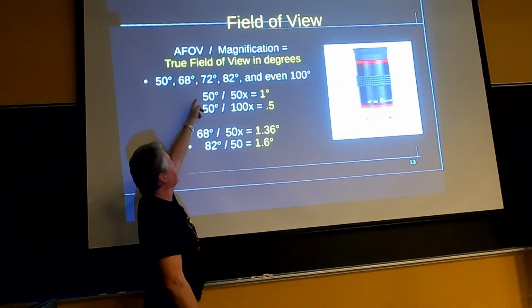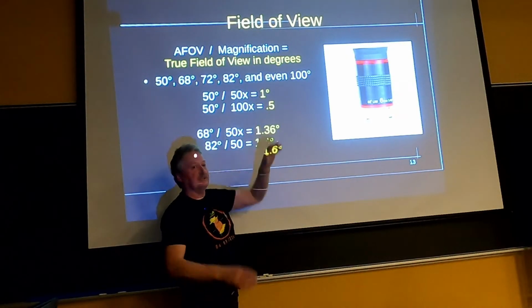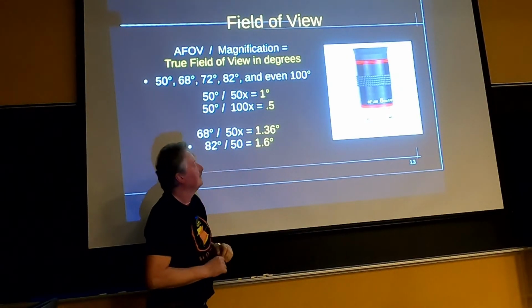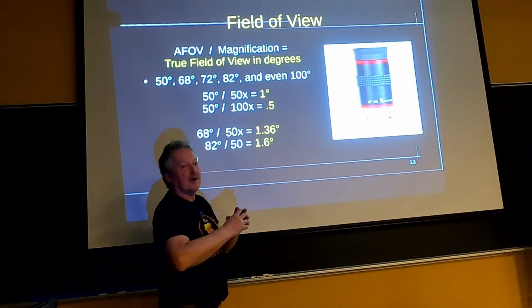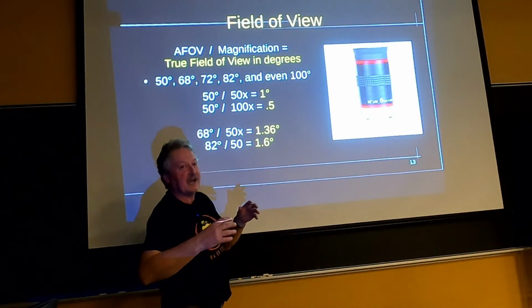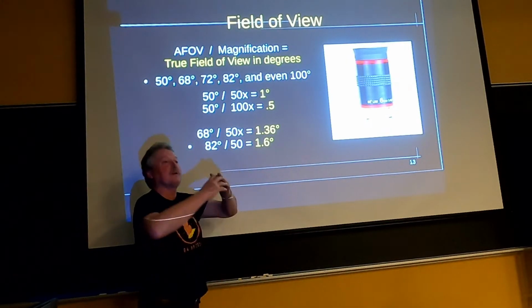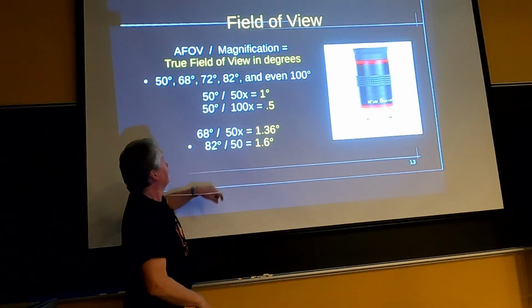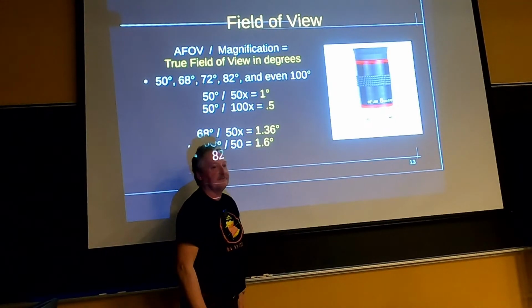So let's just take an example. I've got a Plossl that says 50. I'm using 50 power. I should be able to see 1 degree of sky. Unfortunately, the Andromeda Galaxy is probably about 1.5 or 2 degrees in actual full size. So I'd even have to go to a lower magnification than that if I want to see the whole of it. But if I was to bump it up to 100, I'd only get a half a degree field of view.